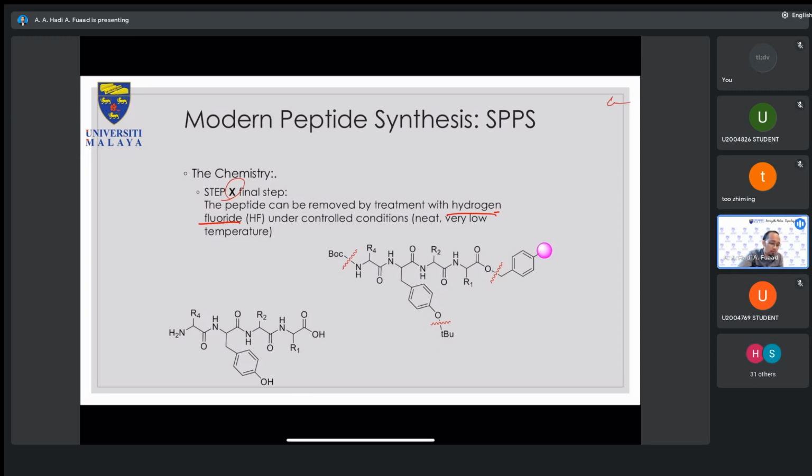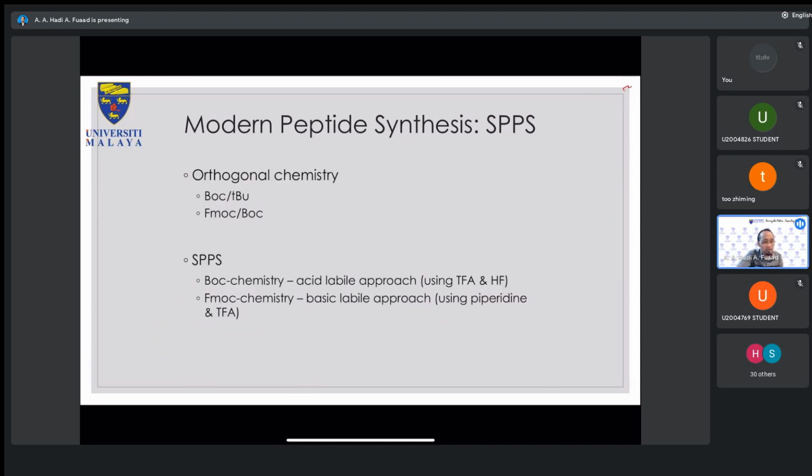Okay, and in HF, what you will get is that pretty much all protecting groups are removed. You remove all the BOC, you remove all the TBU protecting groups on the side chain, and finally you also remove the peptide from the resin. So towards the end of the day, you'll get your peptide, and after that, of course, you can just purify it, or perhaps if you want to use it, you can use it straight away. All right, so that's about it for peptide synthesis. That's the cycle. Pretty much it's straightforward.